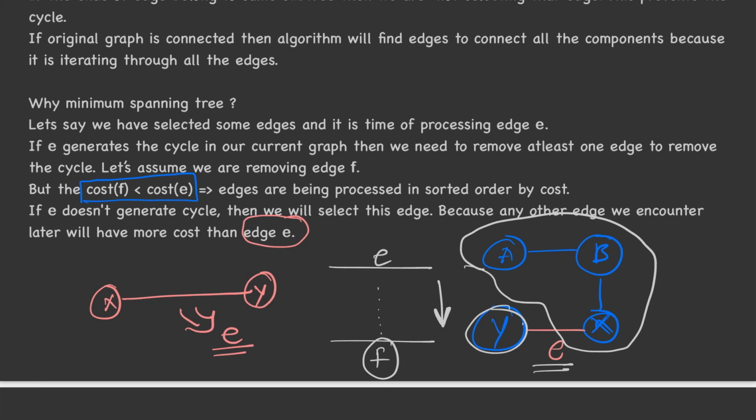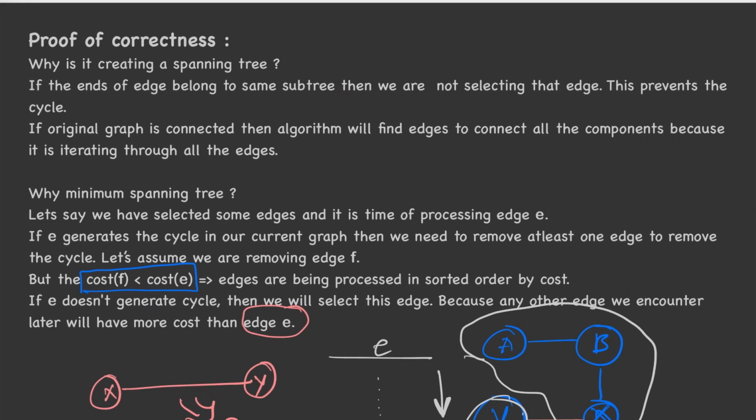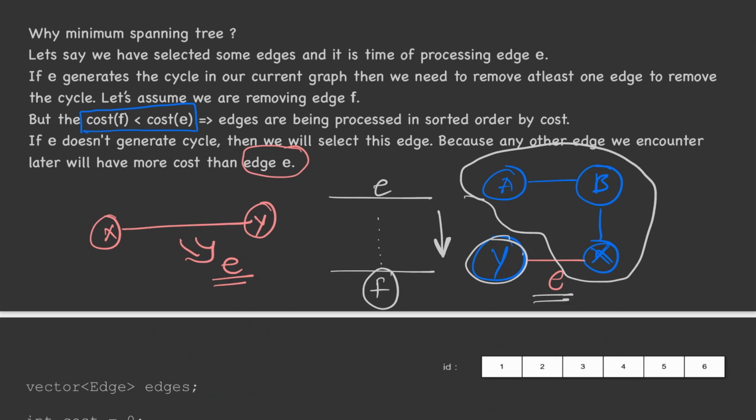So now the condition is very simple. If it creates a cycle, we will not take it. If it doesn't create a cycle, we will take it. And that's what Kruskal's algorithm is doing. So this is the proof of correctness. It will create a spanning tree by preventing the cycles. Also, it will create a minimum spanning tree by processing the edges in ascending order of their weight. I hope this is clear.